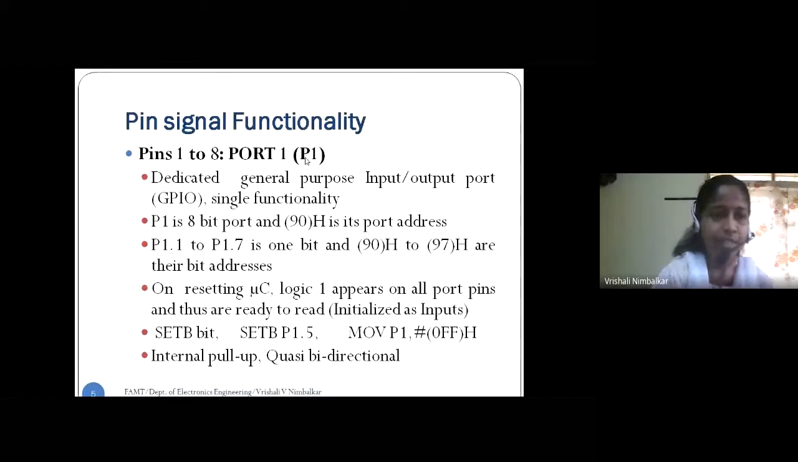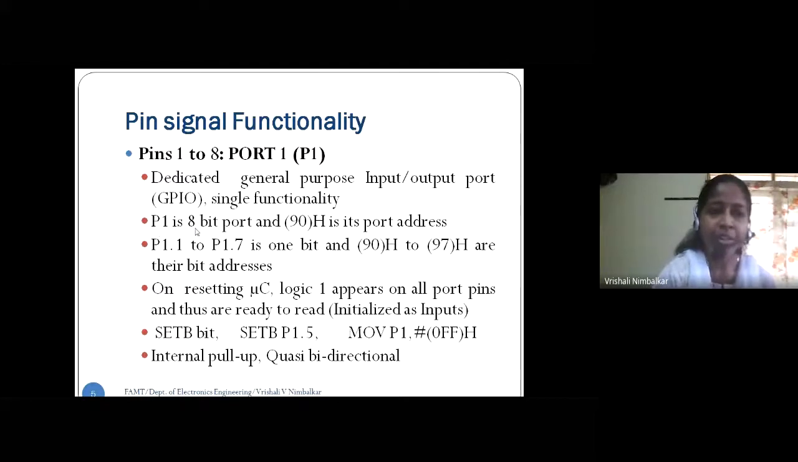Right? It is a dedicated general purpose input output port. It means to this port I can connect any input or any output device, and it has a dedicated function of interfacing input output devices. No other functionality is associated with it. Hence it is also called a general purpose input output port, GPIO.